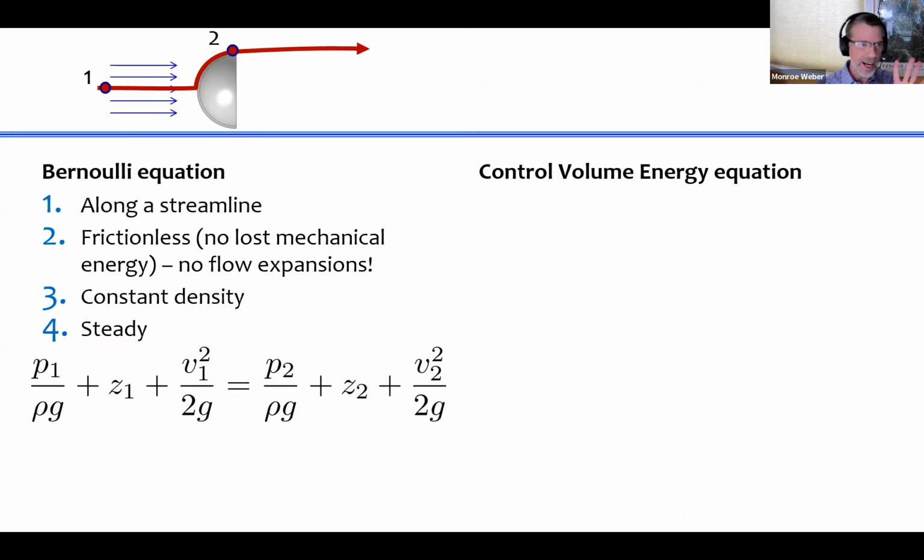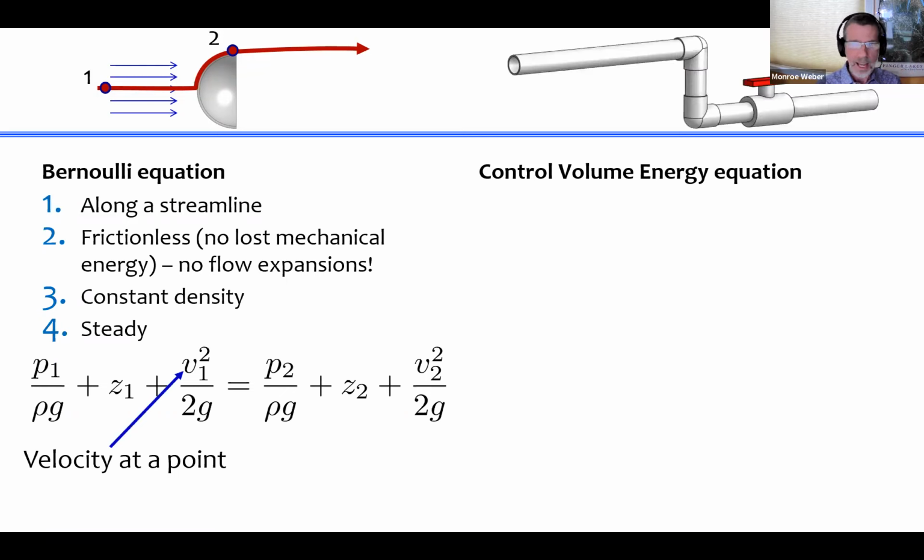And I updated my equations to be clearer that v is not a capital V. It's a small v representing that it's a point. It's a velocity at a point. It's not at a surface. It's not some average value. It's at a point. And okay, so that's that.